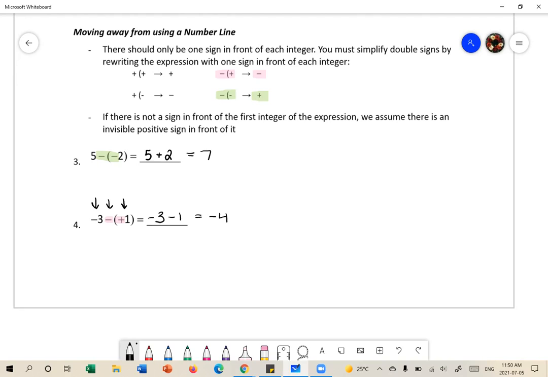We can also read it as -3 negative +1. The negative and positive signs mean the same thing as subtraction and addition. Another example, we just simplified 5 subtract -2 to 5 plus 2. We can also read this as 5 positive 2.